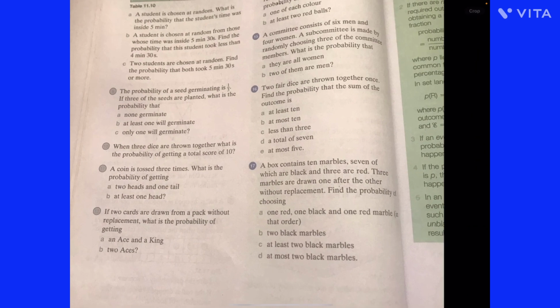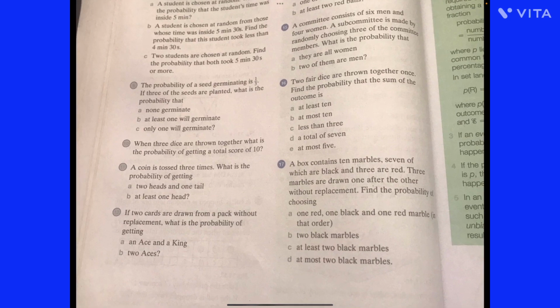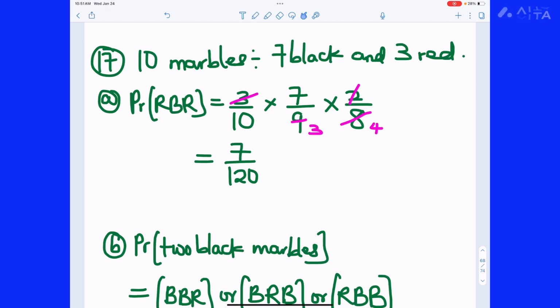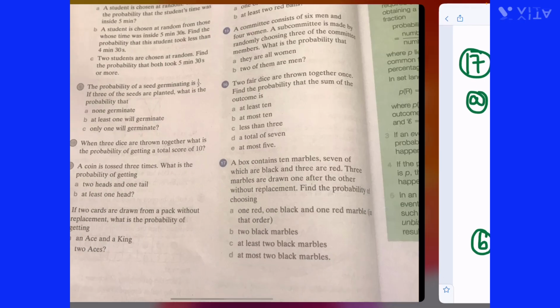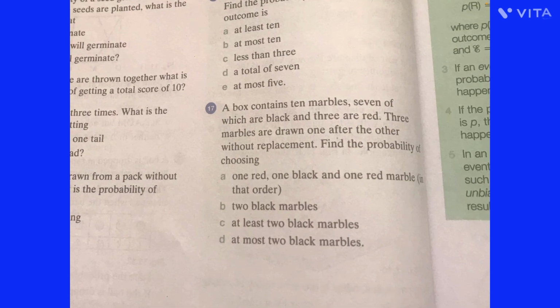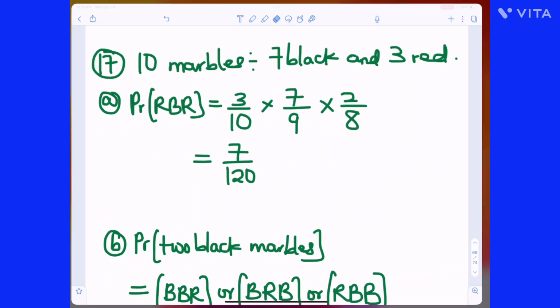Let me confirm. Find the probability 1 red, 1 black, and 1 red marble in that order. So find the probability that they are chosen in the order red, black, red. Okay? Does it say without replacement or not? A box contains 10 marbles, 7 of which are black and 3 are red. 3 marbles are drawn one after the other without replacement. Find the probability that they are chosen in the order red, black, red.